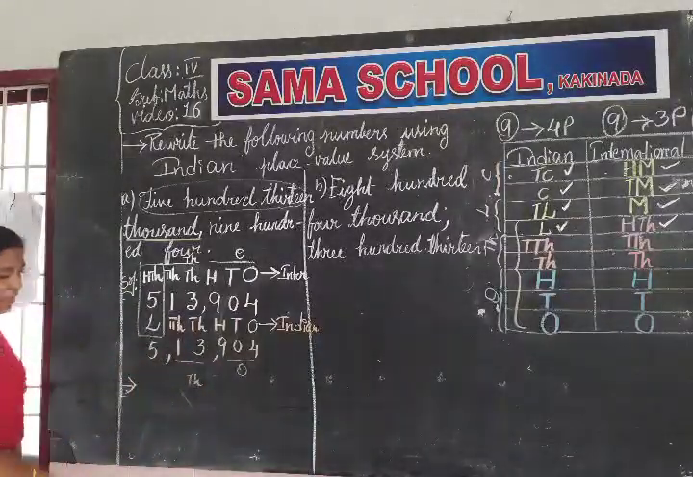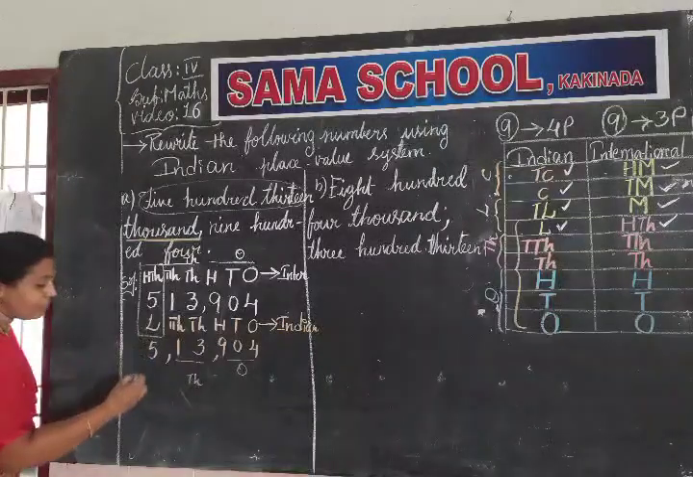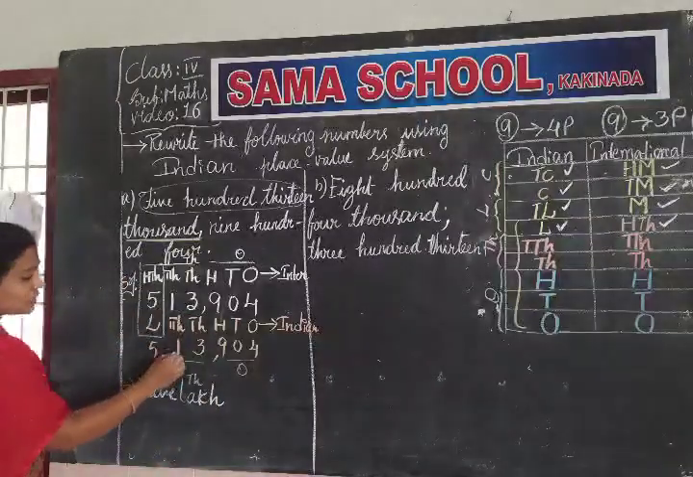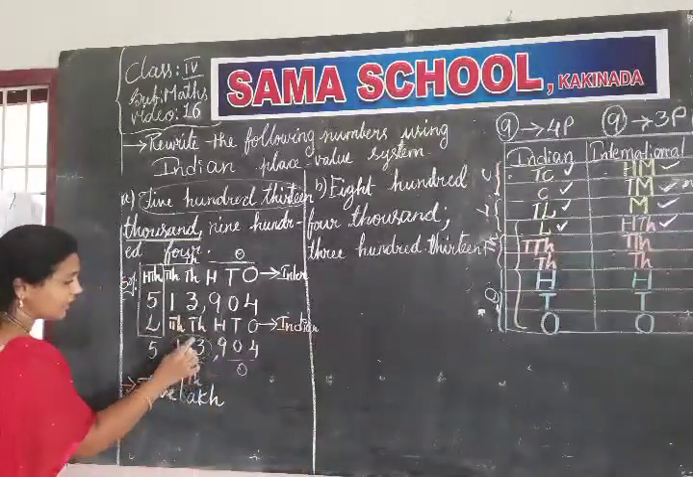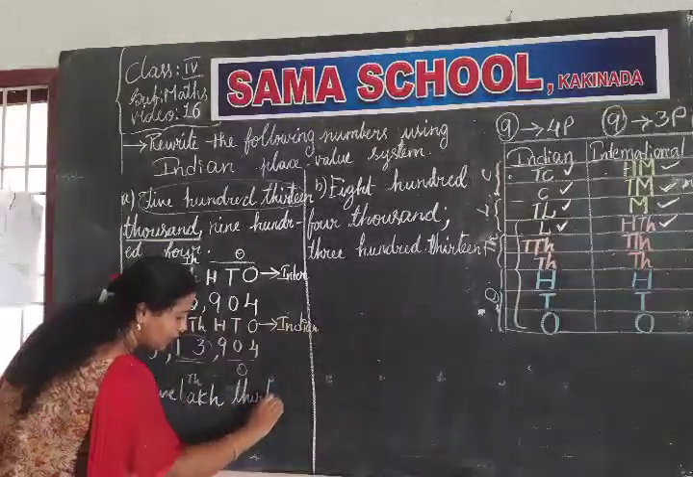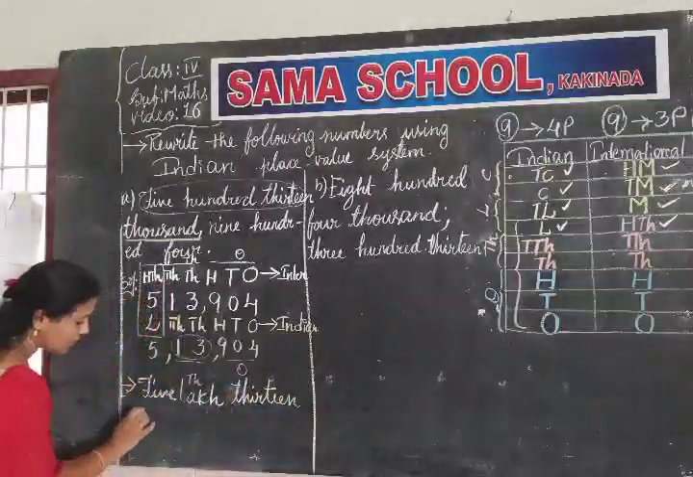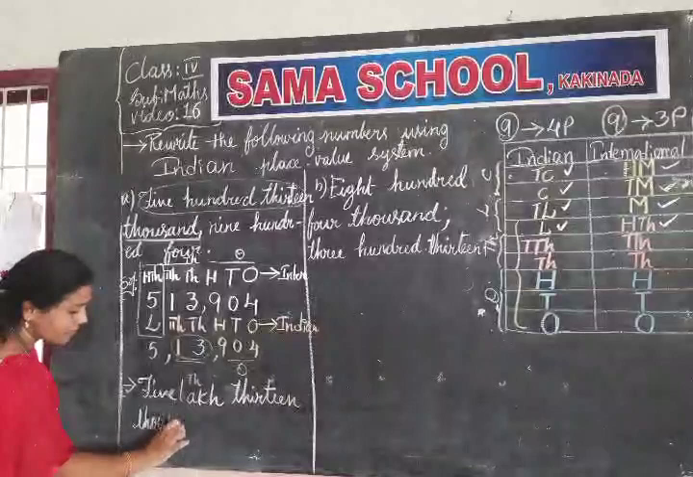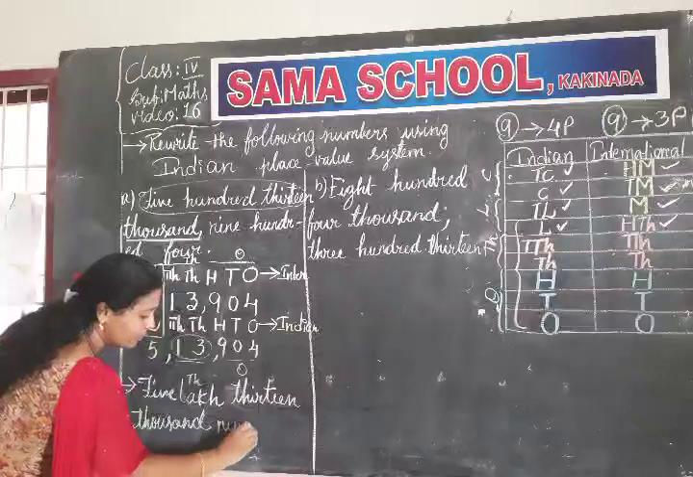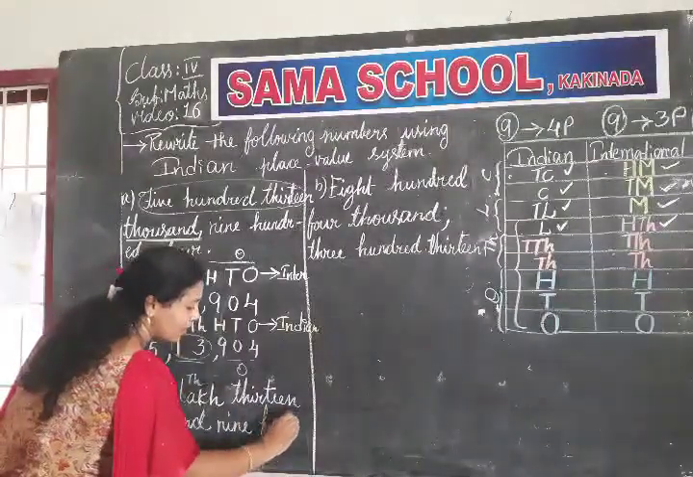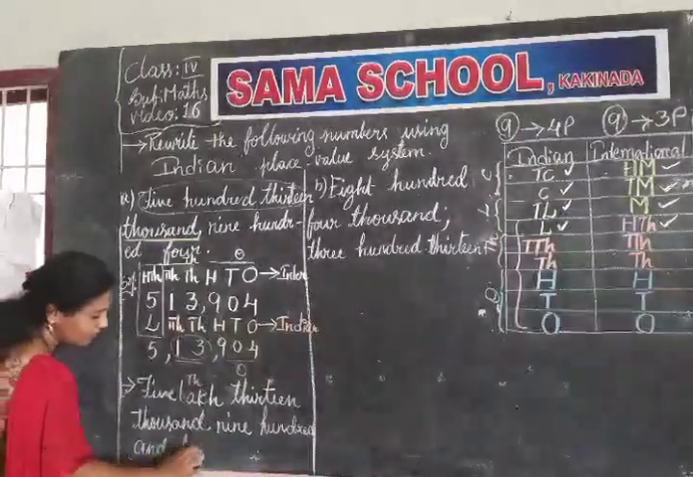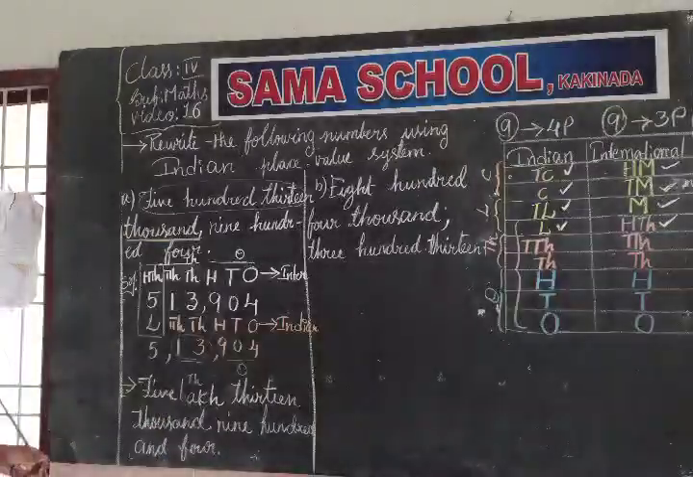How to read the number name? Now tell me, children. Yes, 5 lakh. Yes, we read the number together. 30,000. 530,000, 904. Clear children? Understand everyone? How to write?